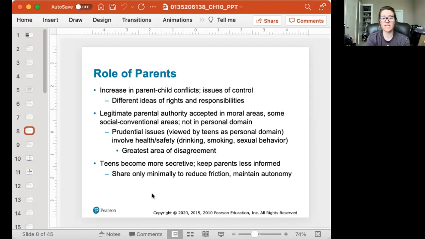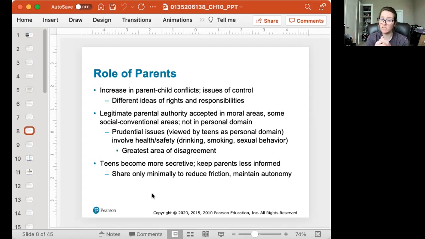Legitimate parental authority is accepted in moral areas, some social conventional areas, but not in the personal domain. Prudential issues involve health and safety, which are viewed as personal domain for teenagers, and it has to do with drinking, smoking, and sexual behavior. It's my body, I'm gonna do what I want. And this is the greatest area of disagreement between parents and teens.